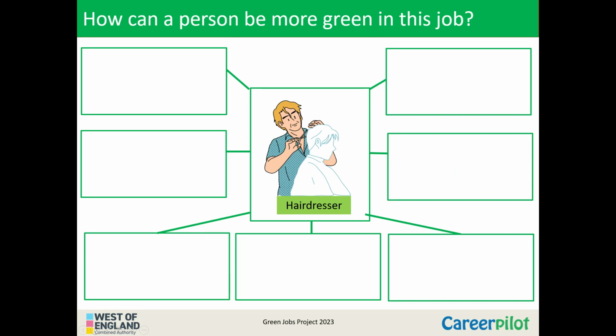So the question is, how can a person be more green in this job? So if you're a hairdresser, what could you do to be more green? Well, you could get the bus to work, you could take your own sandwiches, you might use shampoo that's better for the environment than some other things. And we have a whole suggestion of things that a hairdresser could do to be more green in the notes.